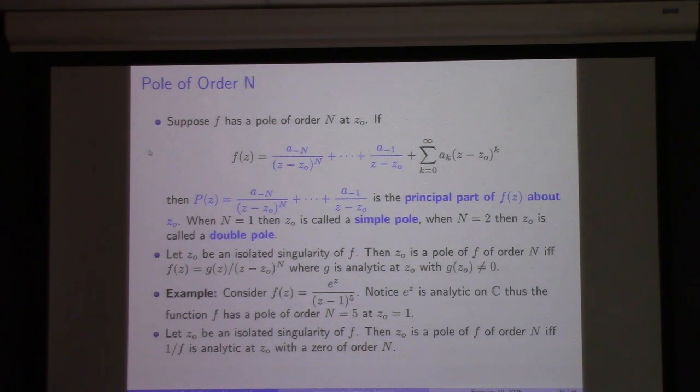The big theorem here is kind of like an analog to the factor theorem. A pole of order n happens if and only if you can write your function as g of z divided by z minus z0 to the n. This is useful. Here's an example. If I have f of z equals e to the z over z minus 1 to the 5th power, since e to the z is analytic on C, this has a pole of order n equal to 5 at z0 equals 1.